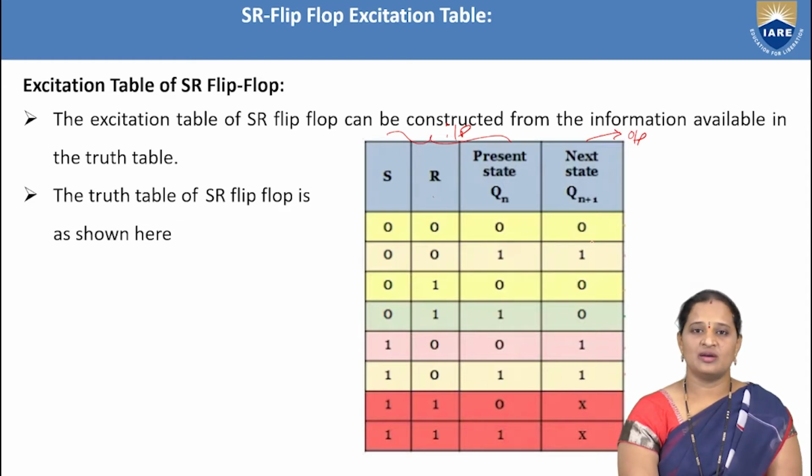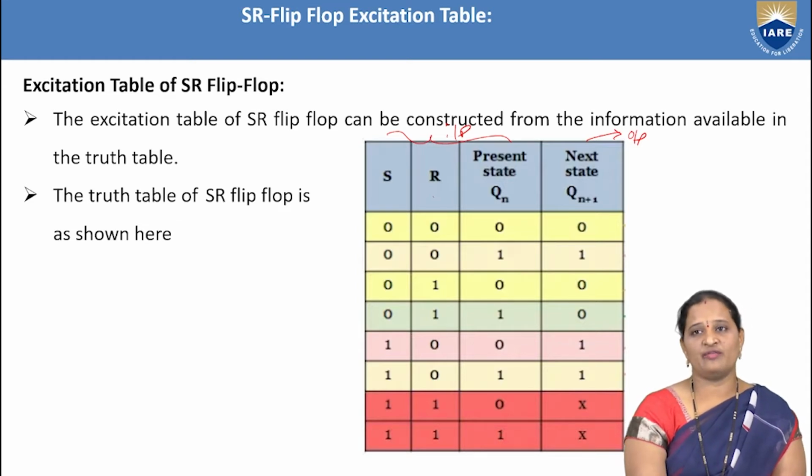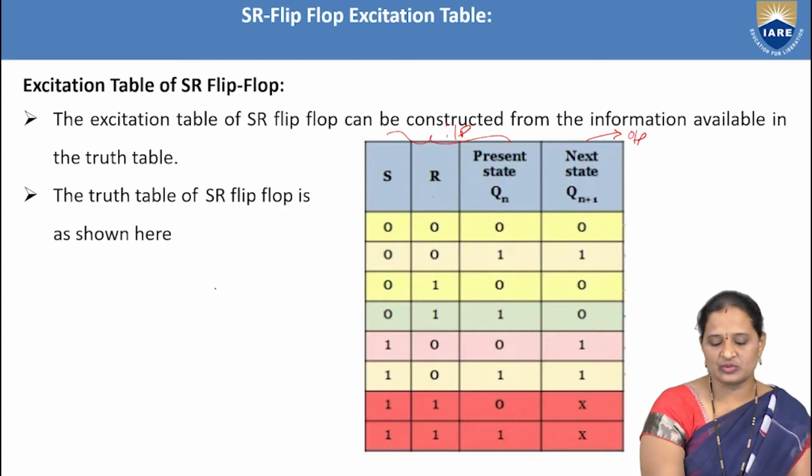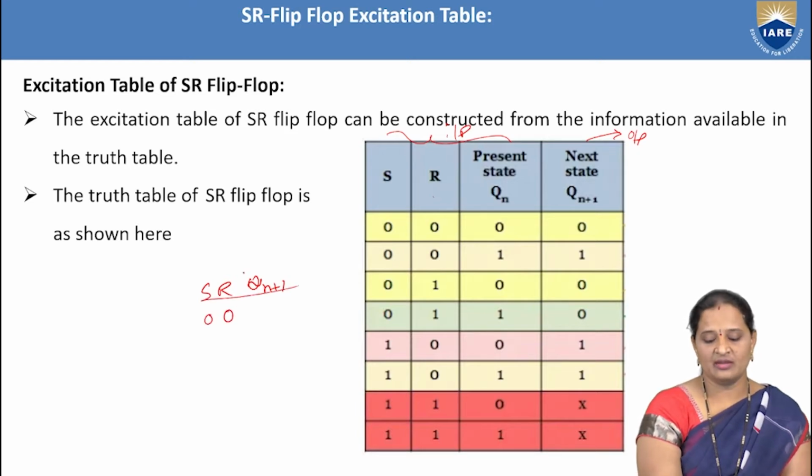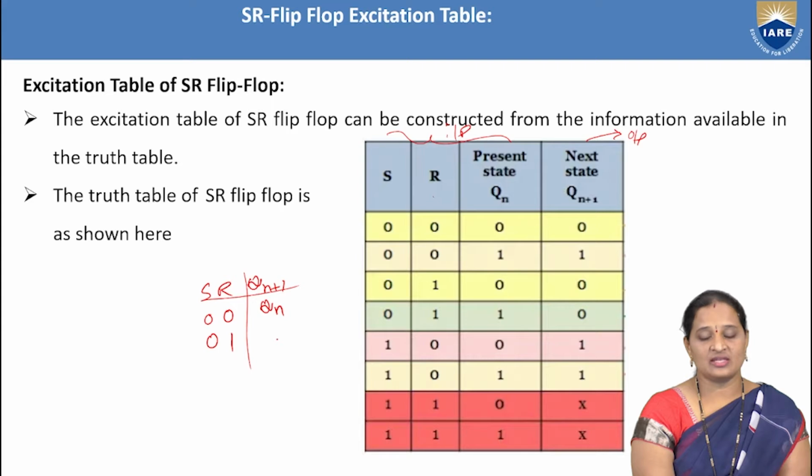whereas Qn+1, which is the next state of the flip-flop, is considered as output. Here we already know the SR flip-flop truth table: S, R, and Qn+1. If S and R are 0, 0, then the next state is equal to the present state of the flip-flop. Next, if S is equal to 0 and R is equal to 1, irrespective of the present state, the next state of the SR flip-flop will be 0. This means the R input, that is the reset input, is 1, and hence it resets the flip-flop here.